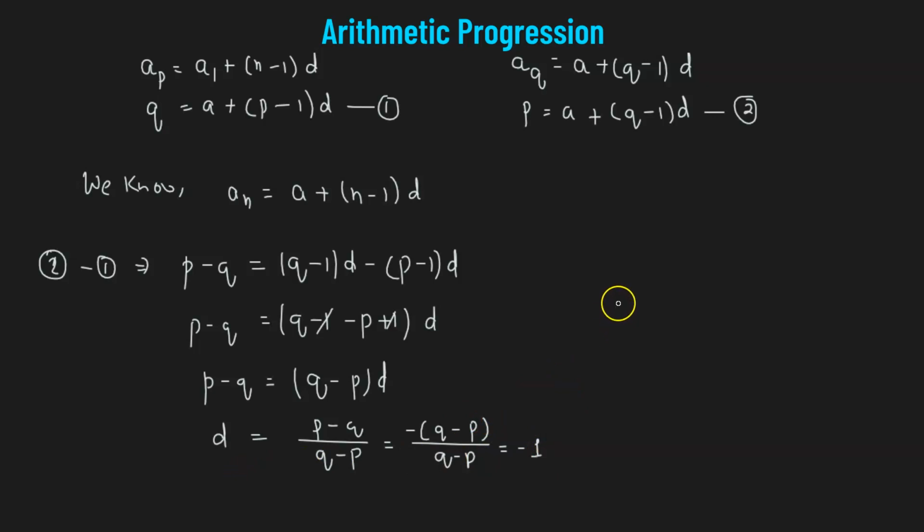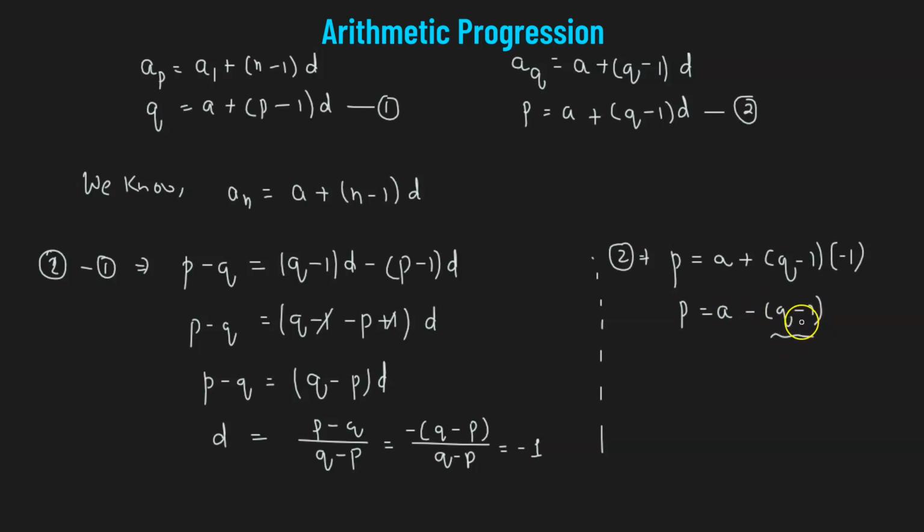Now our goal will be to find out the first term. We can start with any one of the equations, 1 or 2. So let's consider equation number 2: p equals a plus q minus 1 times the common difference d. Now we obtained that the common difference has a value of negative 1. So we have p equals a minus q minus 1. We can transpose negative of q minus 1 to the left hand side. So we have p plus q minus 1 equals a.